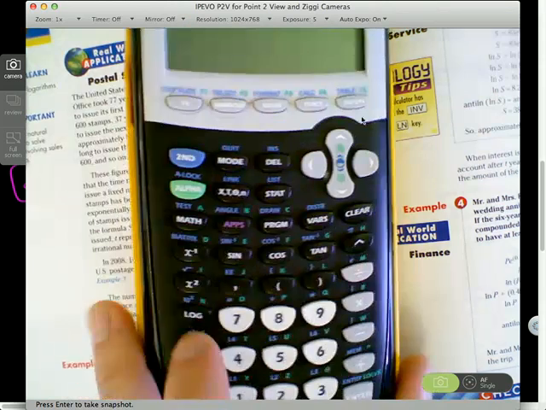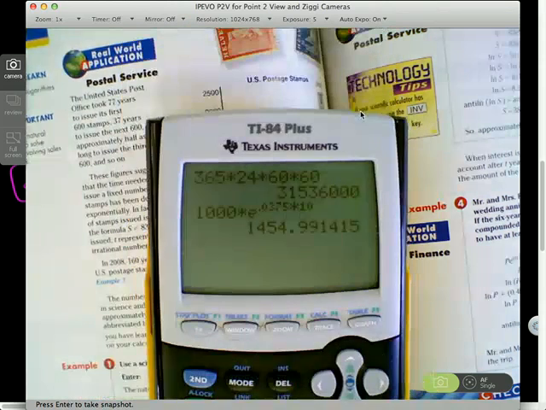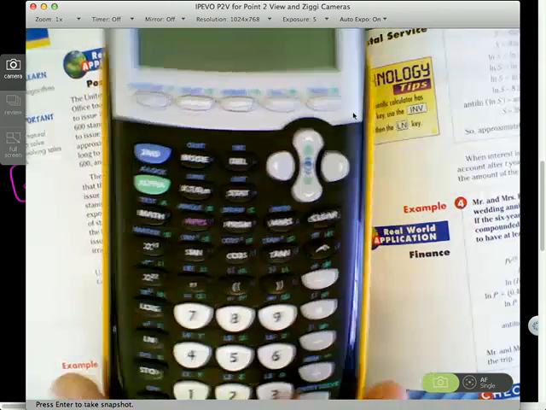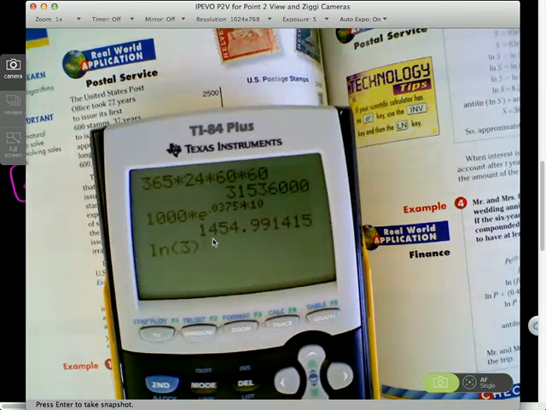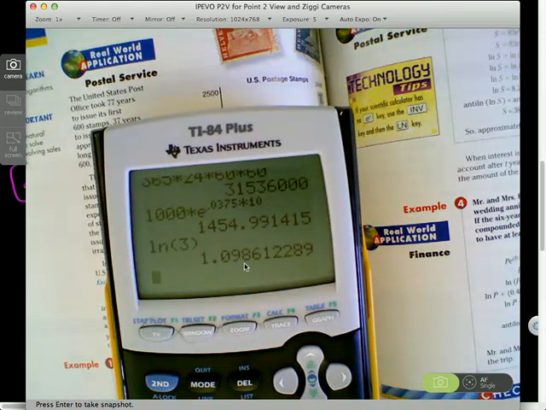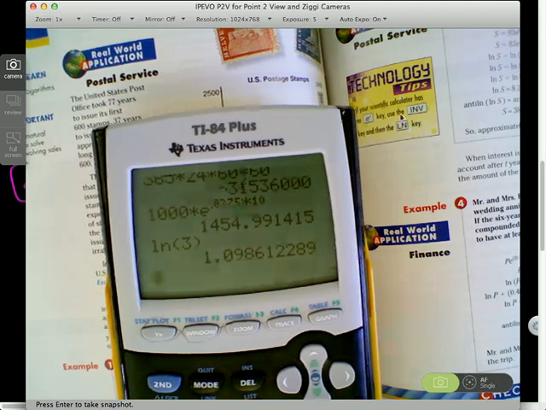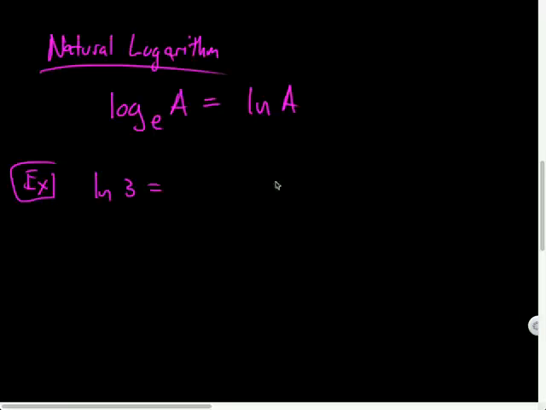So let's figure out what is ln of 3. You could close out parentheses if you're happy. And I get 1.0986 right there, 1.0986. Right? So that's how the ln button works. Log base e is what's implied by that.